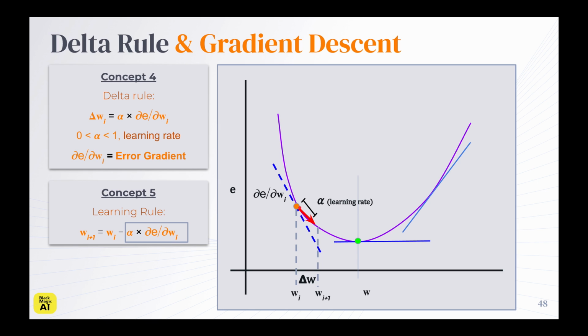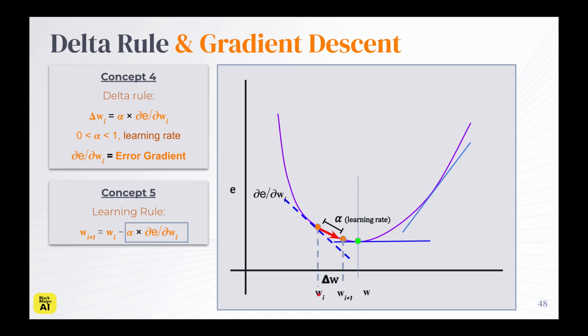Now we take a small step in that direction, represented by alpha, our learning rate. Remember we mentioned that before, that's a small constant between 0 and 1. So we take a small step in the negative direction, and then we create another tangent line at that new point. This movement from our previous point to the new one tells us how much of the weight correction we need to reduce the error.